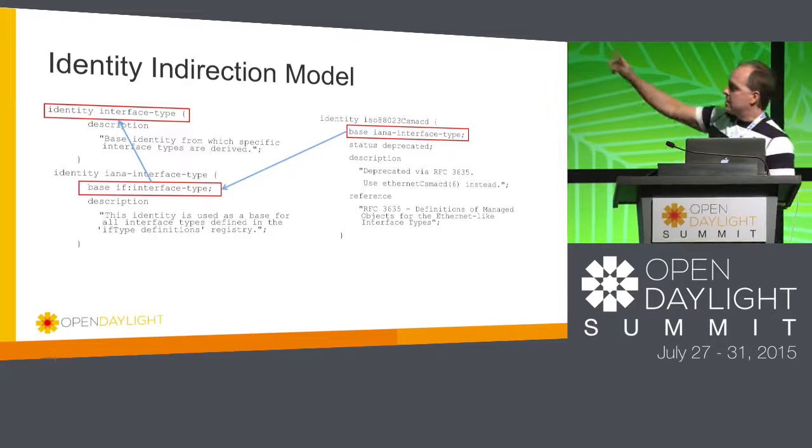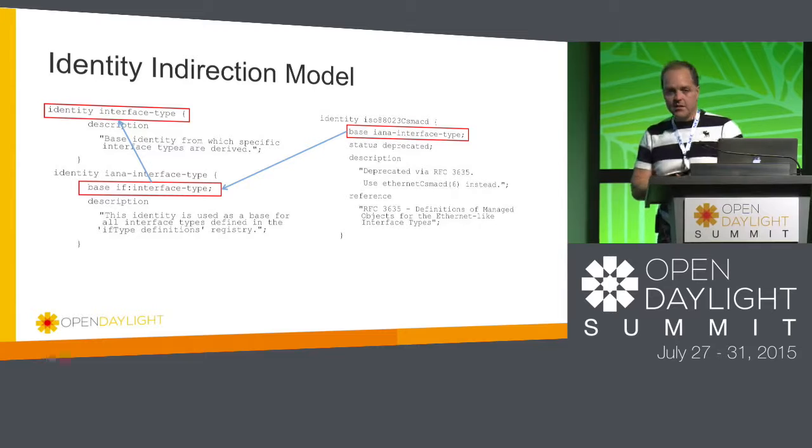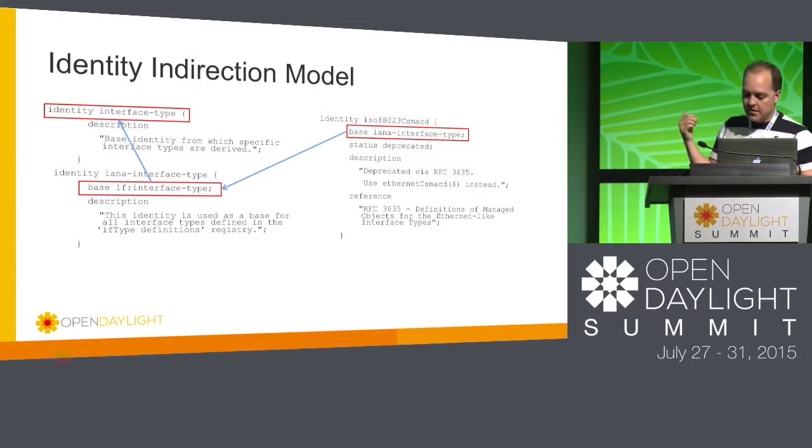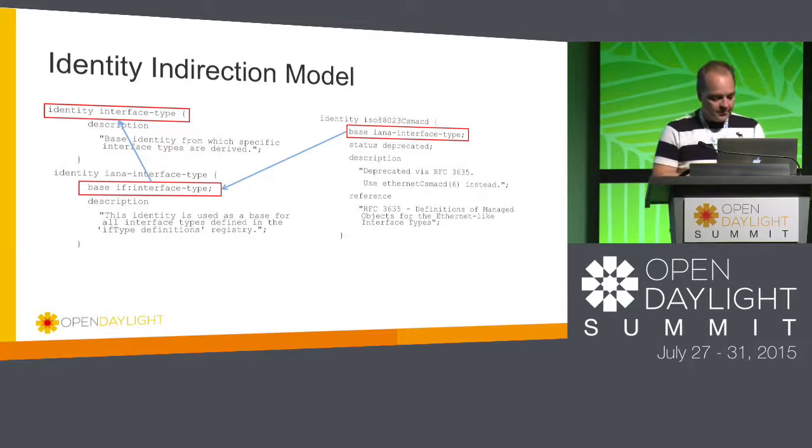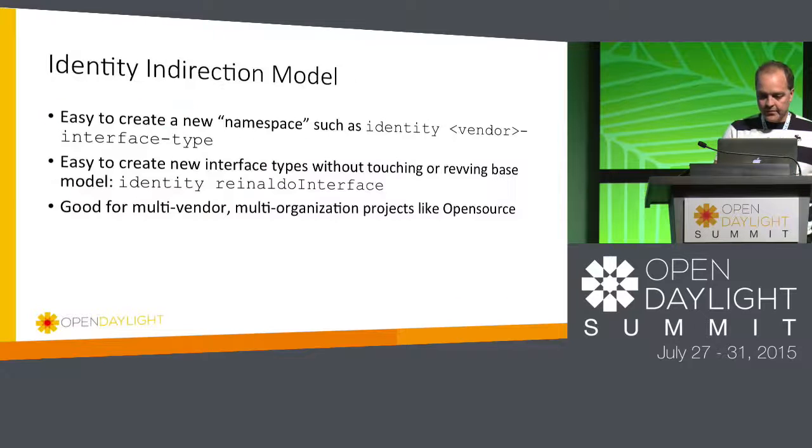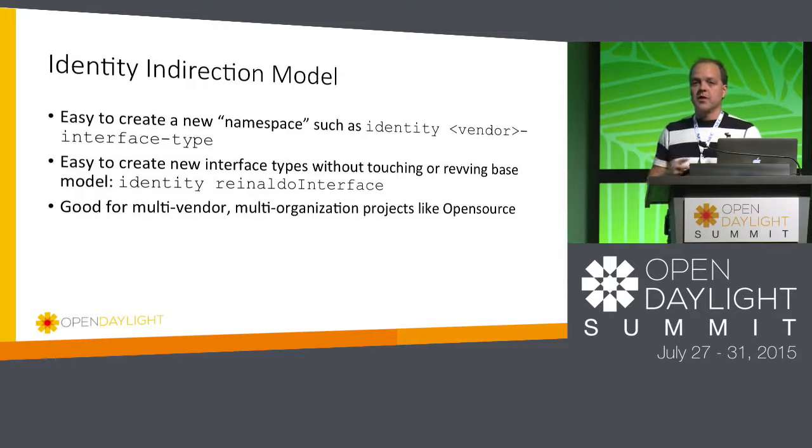This kind of identity inheritance is covered in RFC 7223 and 7224, if I'm not mistaken. So this is what I'm talking about, the identity inheritance model. It is easy to create a new namespace, such as identity vendor interface type, and easy to create new interface types without touching or revving the base model. So it's very good for open source projects.